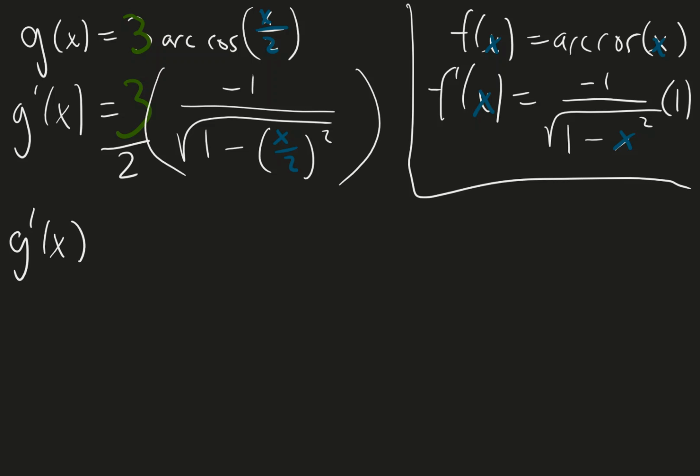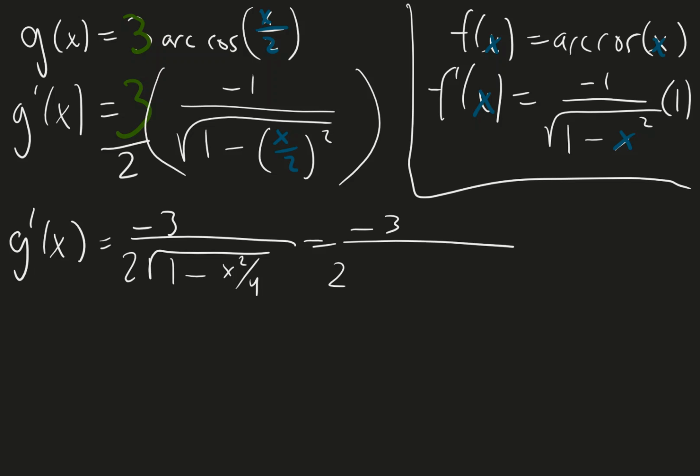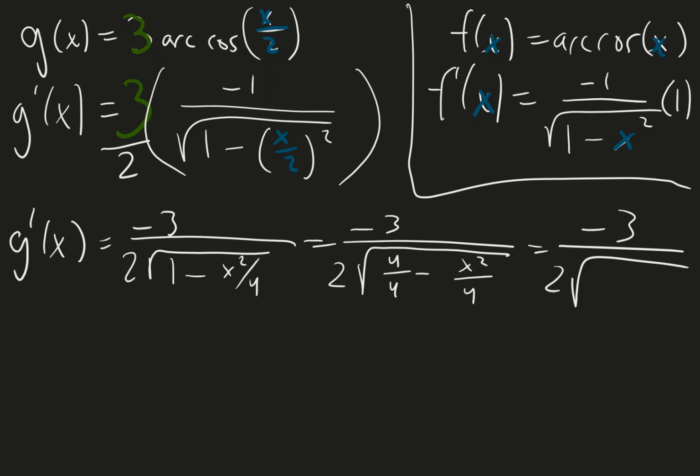Okay, so now we've got the derivative in front of us, and let's worry about making it look a little more presentable. So I've got -3 on top, 2 square root of 1 minus, if I square this, this would be x squared over 4. I guess one of the few other things that we could do is we could get a common denominator here to push those together: 4 minus x squared over 4.